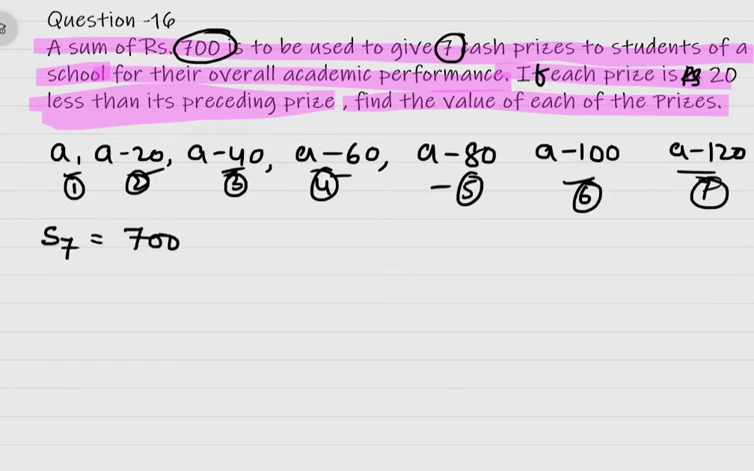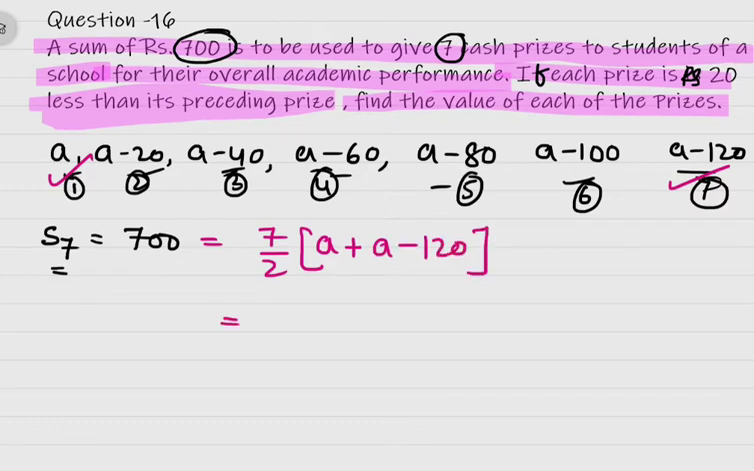How will you find out S7? S7 is nothing but n by 2 into (A plus L), or n by 2 into (2A plus (n minus 1) into D). Since we know the first term and the seventh term, you can easily do it by the formula n by 2 into (A plus L). Now children, let us see. This can be written as 7 by 2 into (A plus L). The first term A plus L is A minus 120.